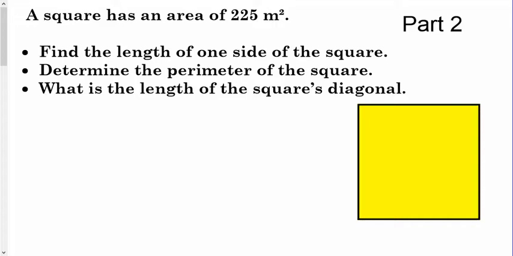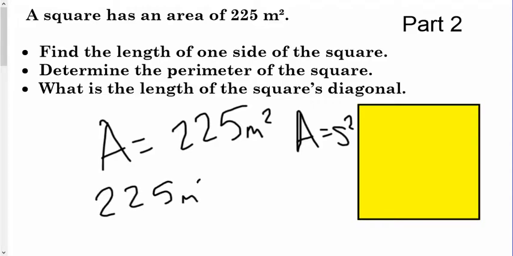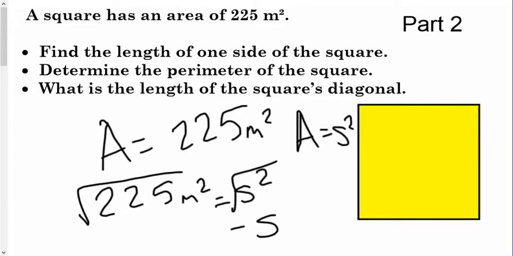If I want to go about doing this, the first thing I have to remember is that the area of a square is equal to 225 meters squared, and the formula for the area of a square is A equals the side length squared. So that means that 225 meters squared is going to equal s squared. And to find s, I have to take the square root of both sides. Therefore, s equals 15 meters because I know my perfect squares. So the first part, what is the length of the side, is 15 meters.